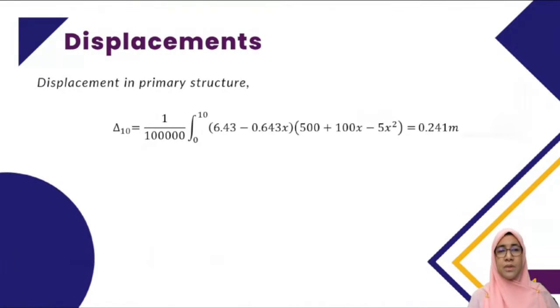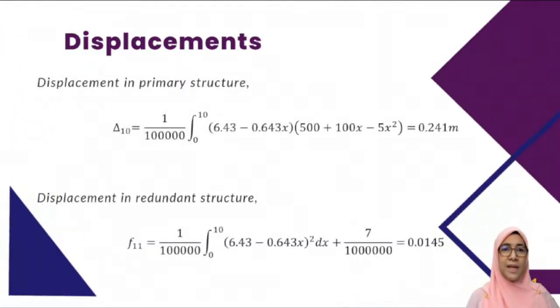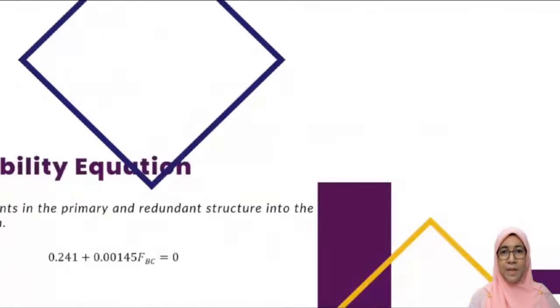Okay, we substitute the moment equation and the N value into the displacement formula. So for delta 1 naught, the displacement in the primary structure, we get it only from the beam, so the value is 0.241 meter. And for the displacement in the redundant structure, F11, we get a combination of EI and EA. So we get 0.145. Okay, 7 over 100,000 actually comes from the EA element, table number 2.